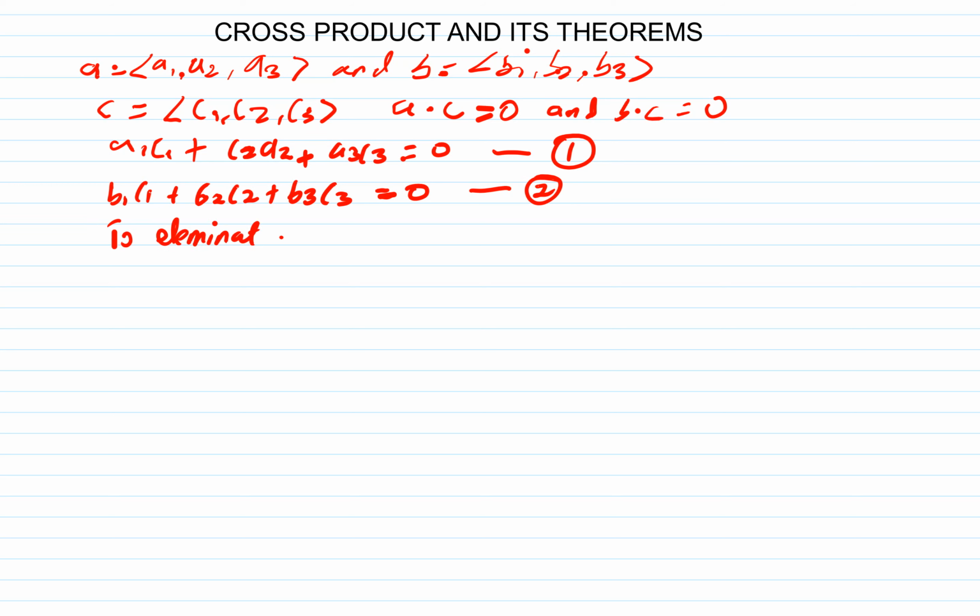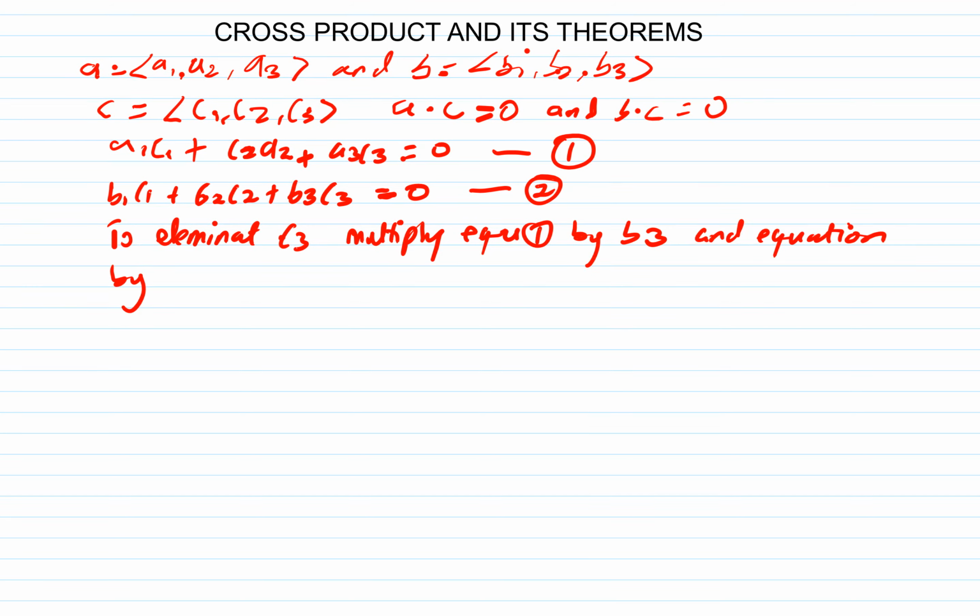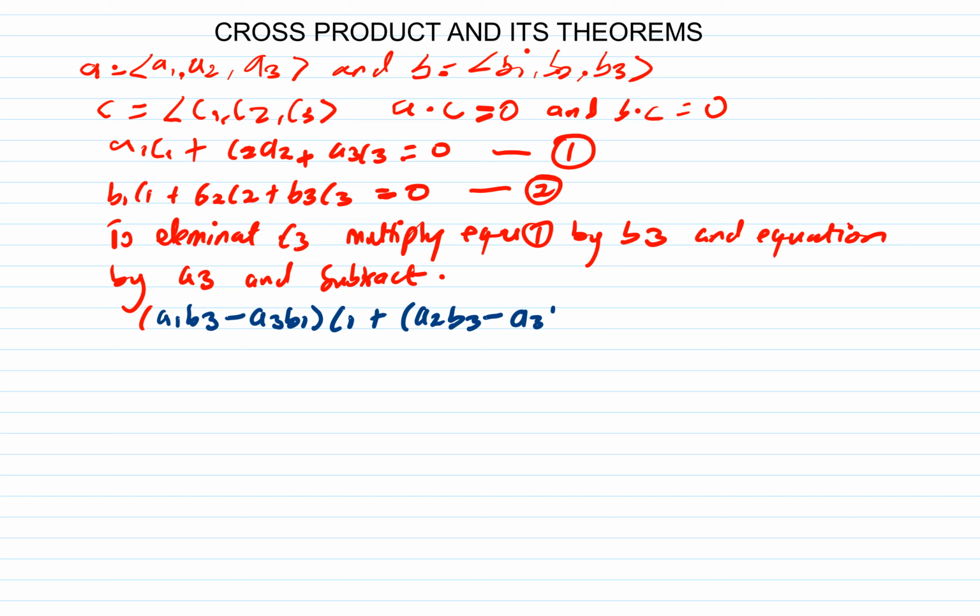To eliminate c3, just multiply equation 1 by b3 and equation 2 by a3, and then we subtract. So when we are done multiplying, then we subtract. Just take note of these statements. Now let's go ahead and eliminate them. Let me use a different color here. With that, we are going to have a2 b3 minus a3 b2, multiplied by c2, which is equal to 0.